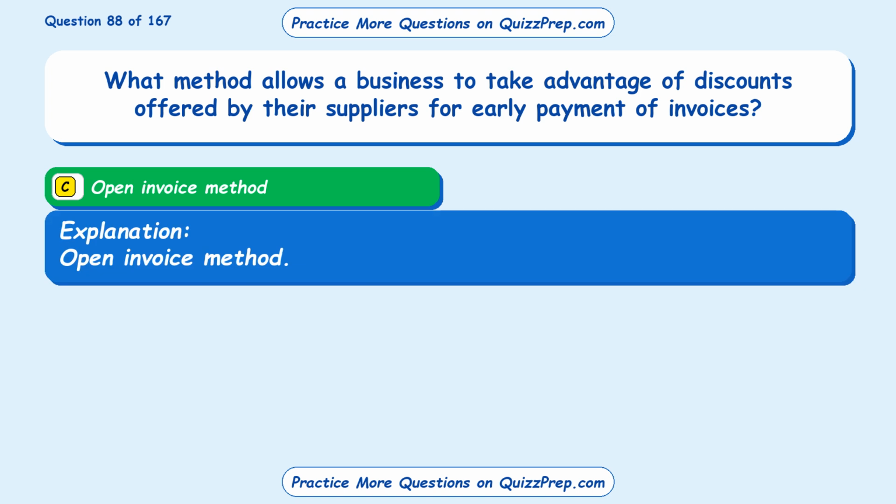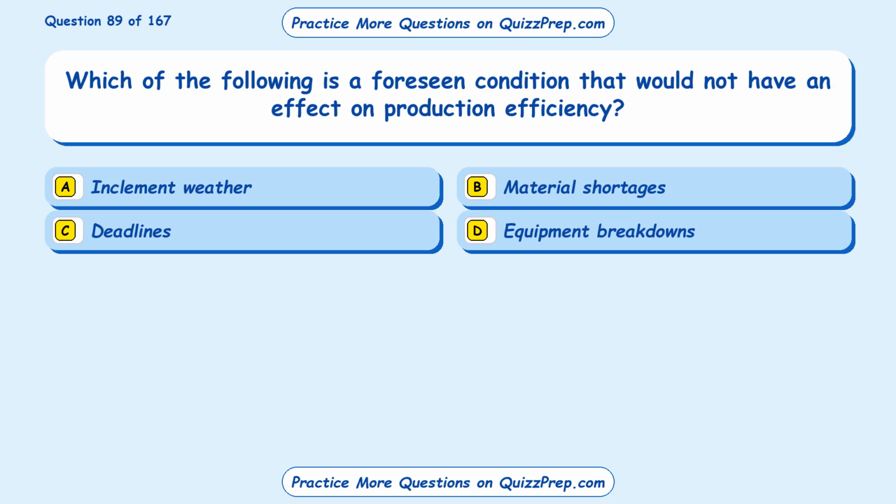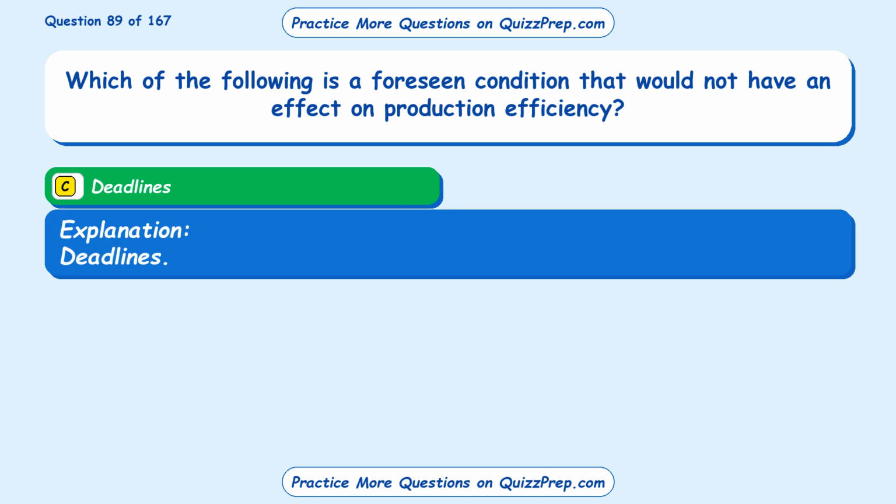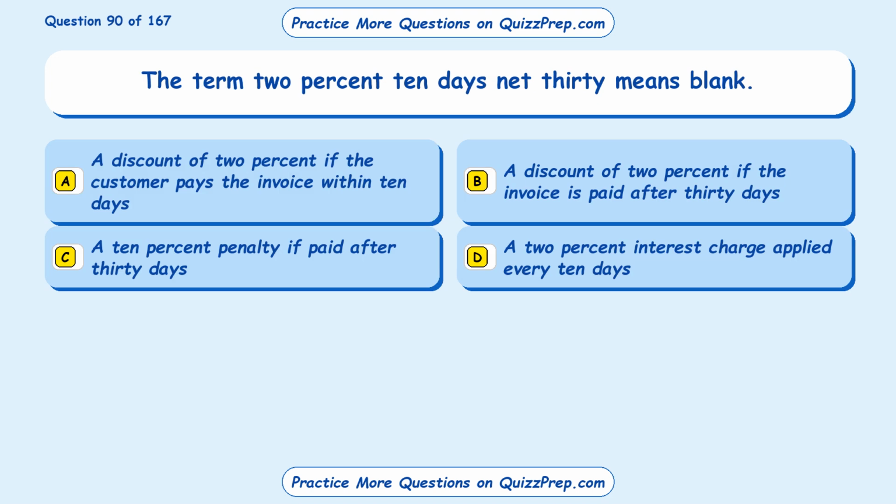Open invoice method. Question 89. Which of the following is a foreseen condition that would not have an effect on production efficiency? Option A, inclement weather. Option B, material shortages. Option C, deadlines. Option D, equipment breakdowns. The correct answer is option C, deadlines. Deadlines. Question 90. The term 2% 10 days net 30 means blank.